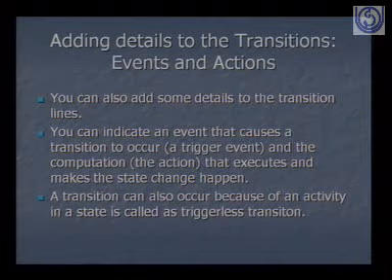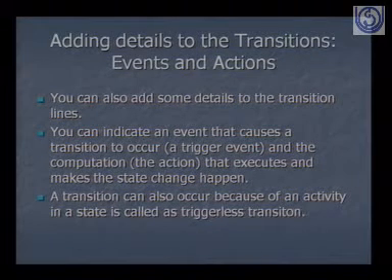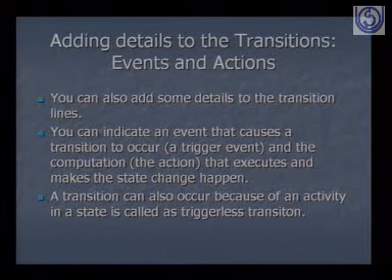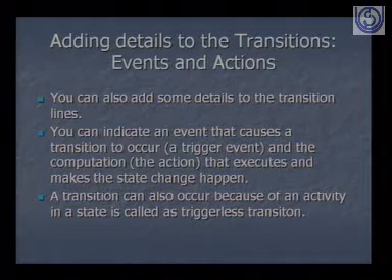A transition can also occur because of an activity in a state, which is called a triggerless transition. Some of the events I can quote, like after a delay of a certain time interval, automatically the present state may be changing to a next state. So here I am not at all triggering any event. This particular event after a delay of some time, I can categorize as a triggerless event. I am not triggering anything, but it happens automatically. So this particular transition, I can call it a triggerless transition or a triggerless event.